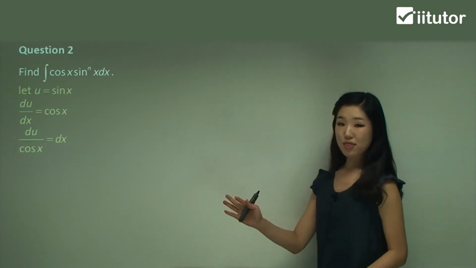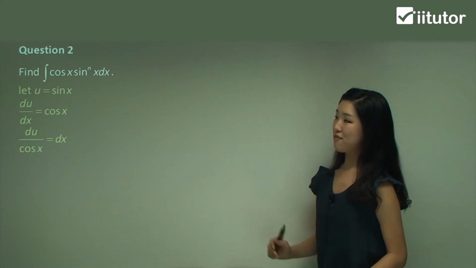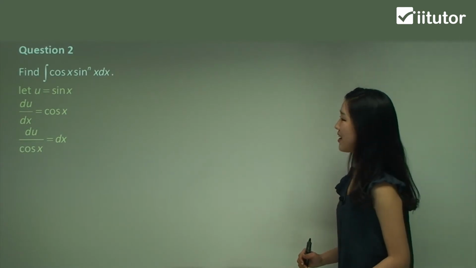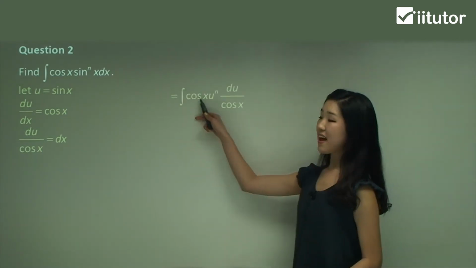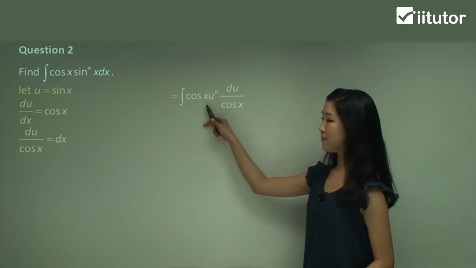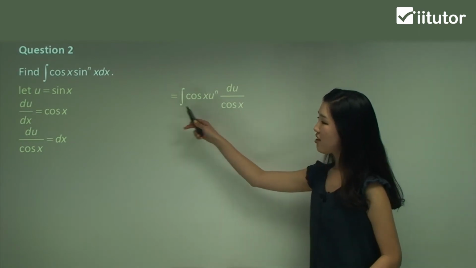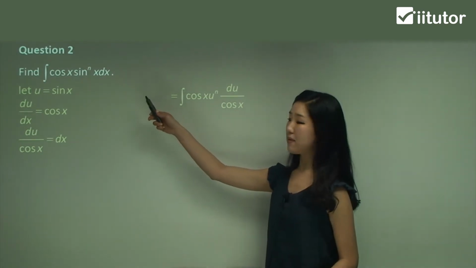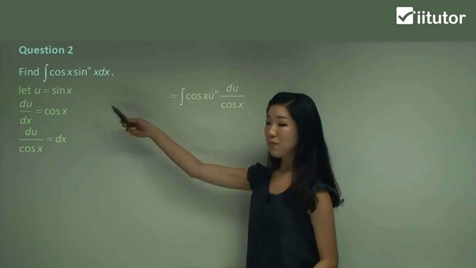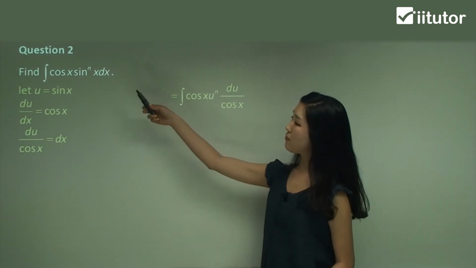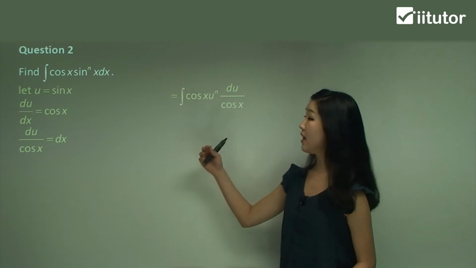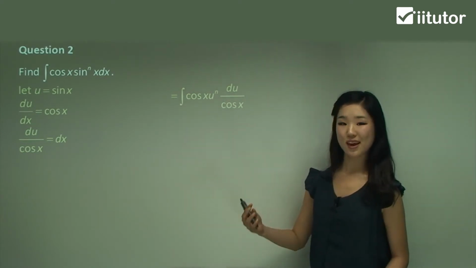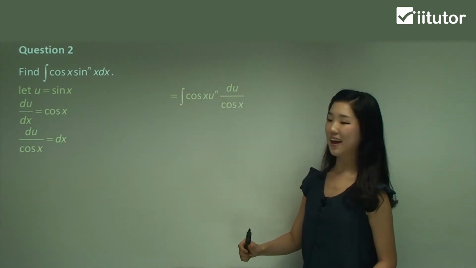So now that I've got that, I'm going to go for my integral. That integral becomes cos x, I'm just going to leave it as it is. But I can change sine x to the power of n, can't I? Because remember how I let u be sine x? So I'm going to replace sine x to the power of n with u to the power of n, because sine x is u.